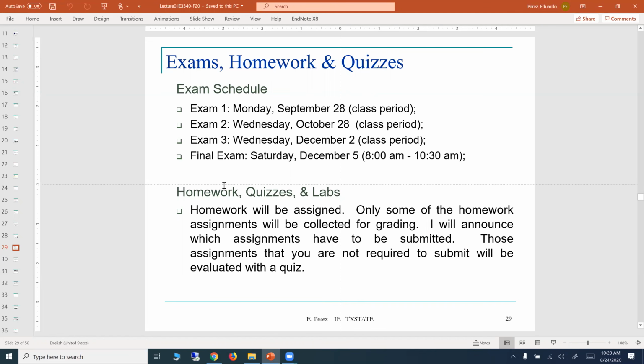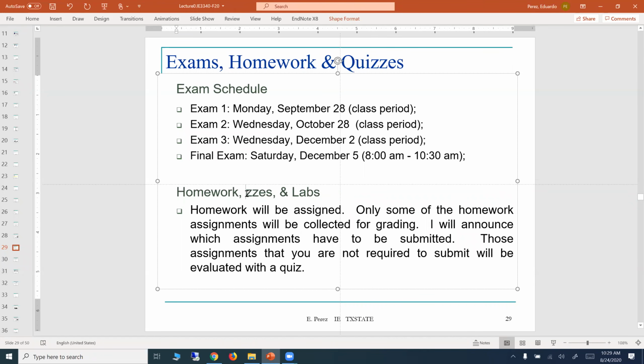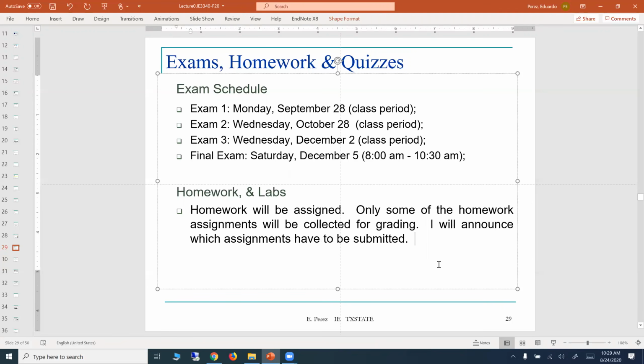Homework and labs. Sorry, I thought I had removed this, but there are no quizzes. Homework will be assigned. Only some of the homework assignments will be collected for grading. I will announce which assignments are to be submitted. This again doesn't apply this semester. Sorry, I thought I had removed that. So I will let you know which homework will be assigned, which homework is going to be collected.